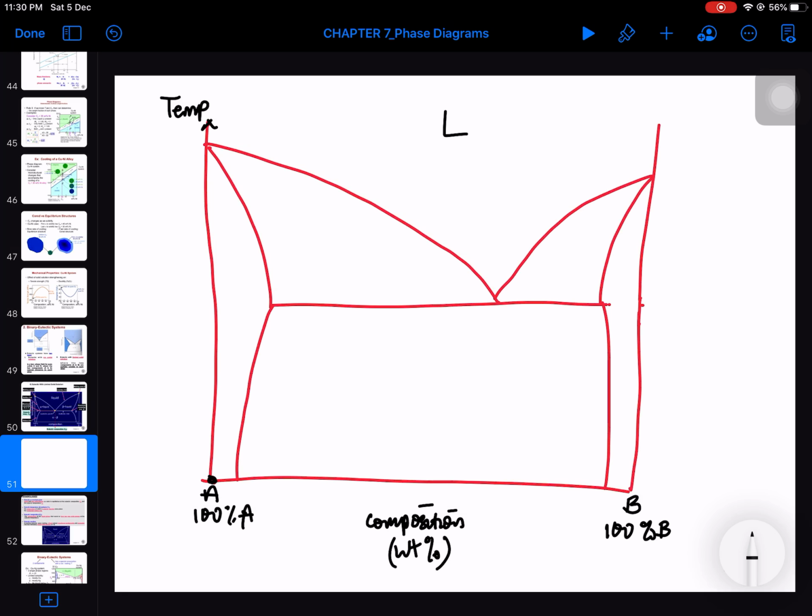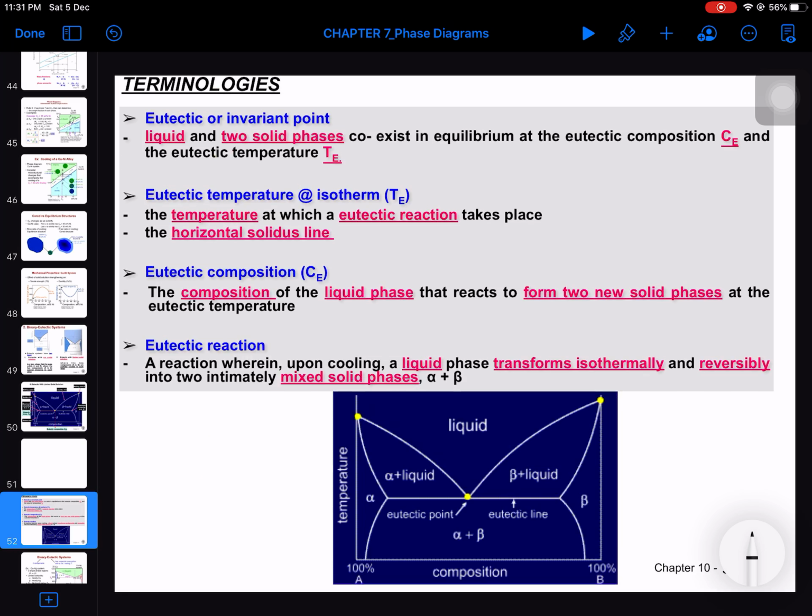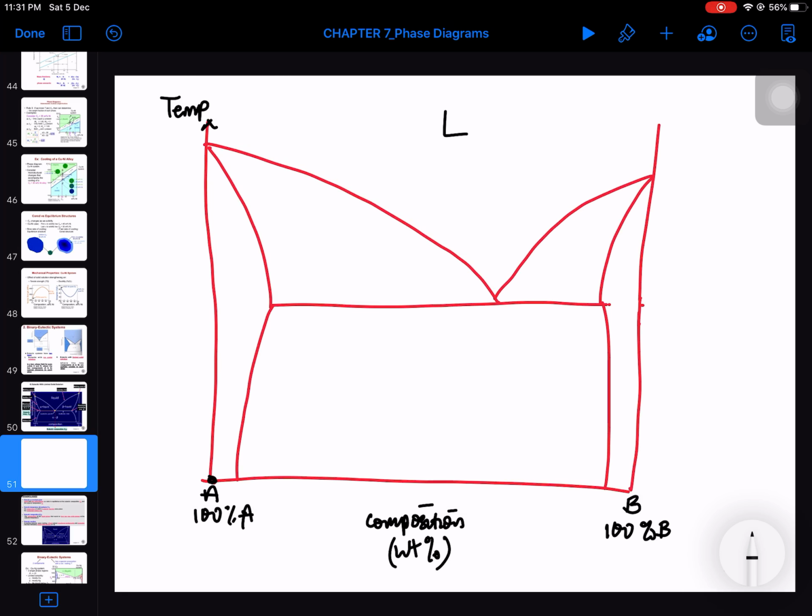Because of the partial solubility between A and B and B into A, we can divide the phase diagram into two sides. One side here is where we have the alpha, so the phase in between is liquid plus alpha, and on the other side we have beta. The region in between is liquid plus beta, and the last region here is alpha plus beta.